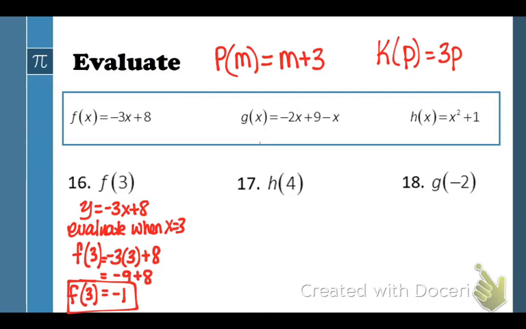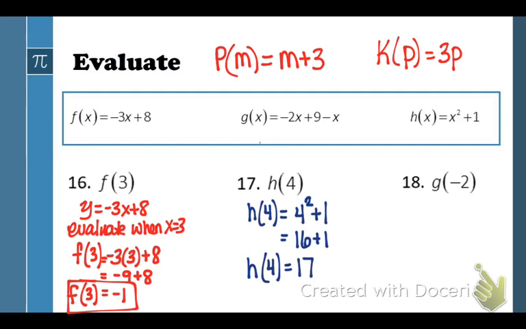That's all there is to it. Okay? It's telling you what function to plug that number in to get your output. So my 3 is my input, and when I plug it in, I get an output of negative 1. Look at number 17. This time, I'm using h as my function. So every time I see an x, I'm going to put a 4. So h of 4 equals x, which I know is 4, squared plus 1. 4 squared is 16 plus 1, which is 17. So function h evaluated when x equals 4 is equal to 17.